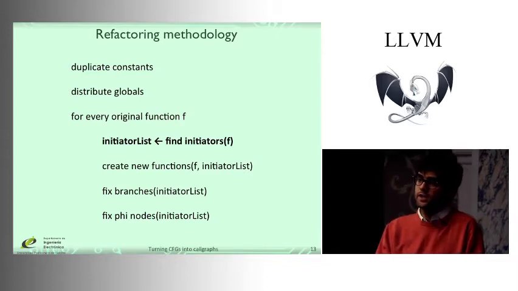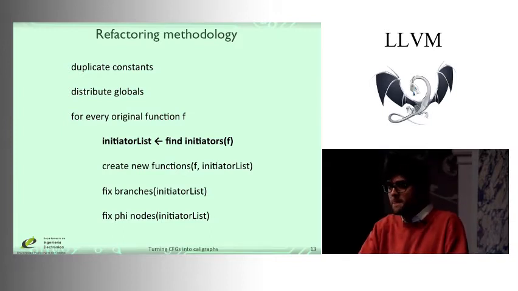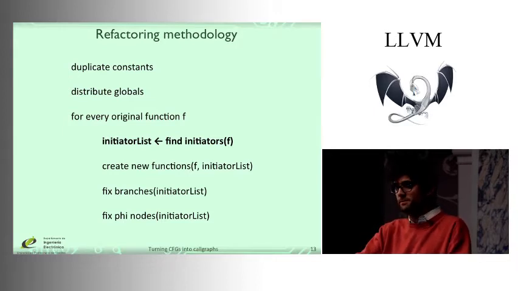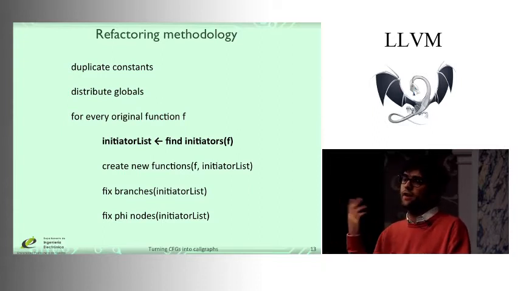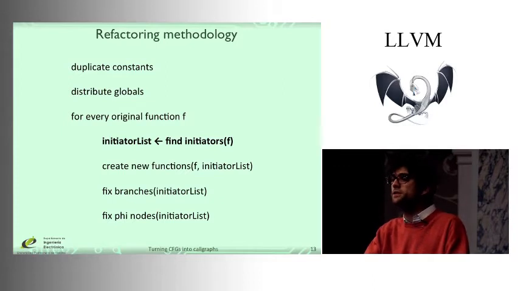For that, we first find the initiators. This terminology we made up, so I probably have to explain what an initiator is. When you have the original function, an initiator is a basic block from the original function that will be the entry block for the new functions that we're going to create. So basically, the initiators are these blocks where at least one of their predecessors is located in another device. So we need to call this basic block from another device. Hence, we have to move it to another function.